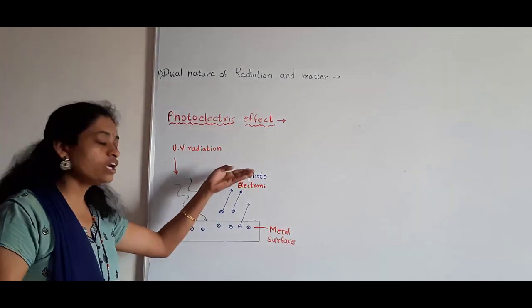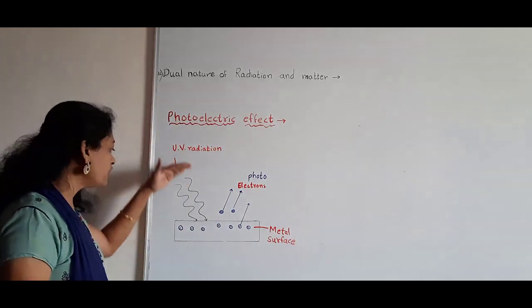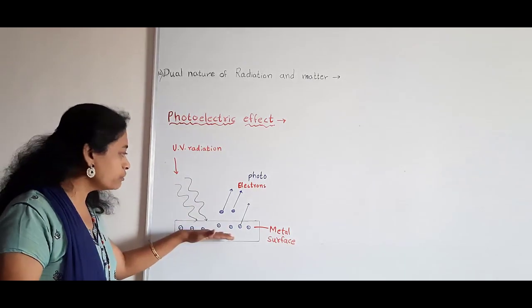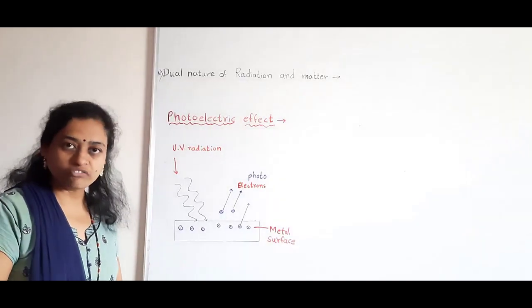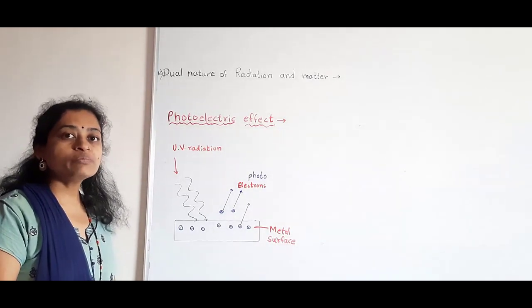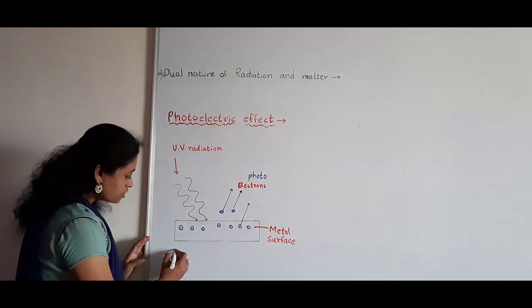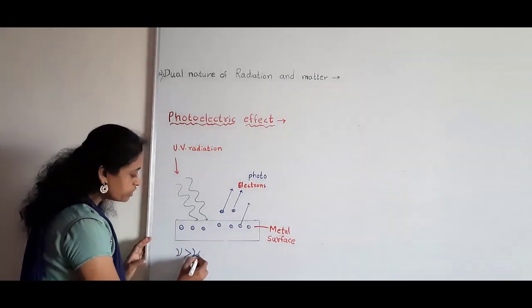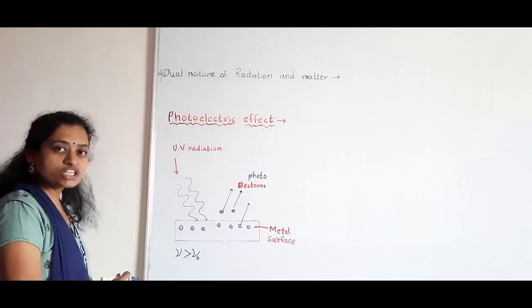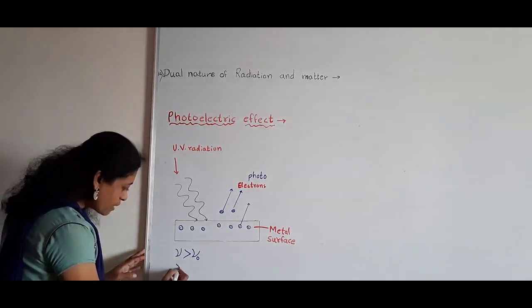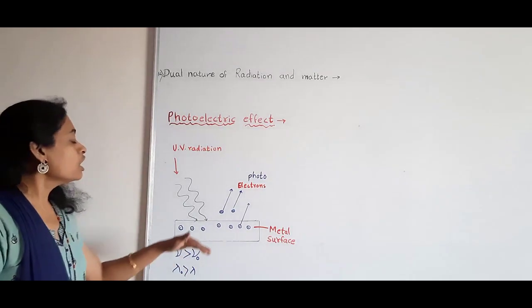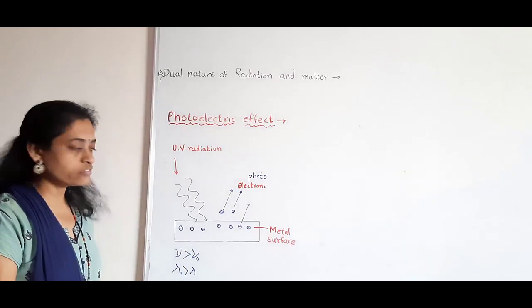So the emission of electrons from the metal surface when ultraviolet radiation or light of suitable frequency falls on the metal surface is called the photoelectric effect. What is this suitable frequency? The frequency of incident radiation should be greater than nu 0. We can also say that frequency is reciprocal to the wavelength. Therefore, lambda 0 should be greater than lambda. Then and only then photoelectrons are emitted from the metal surface.